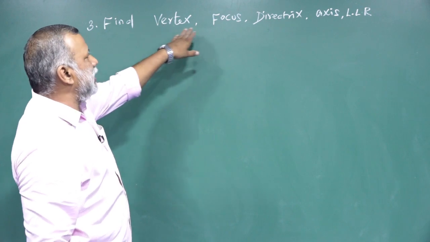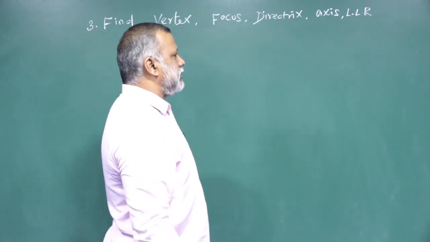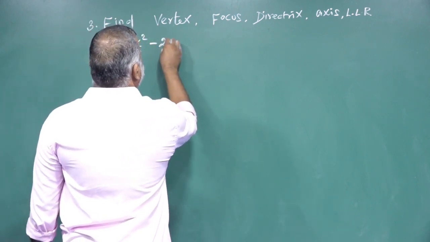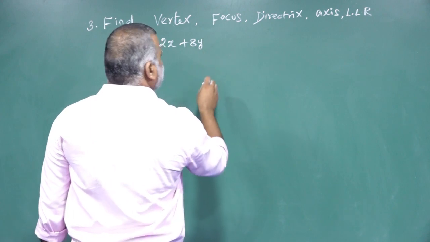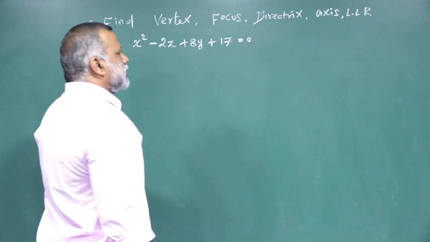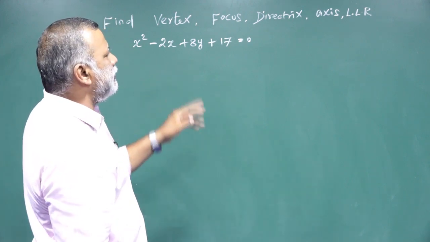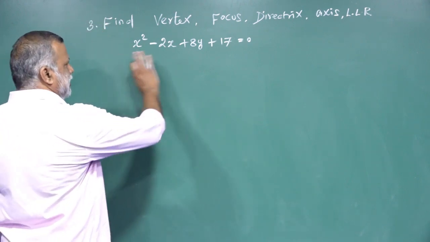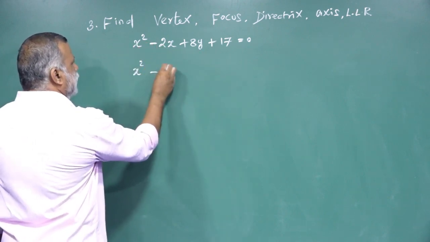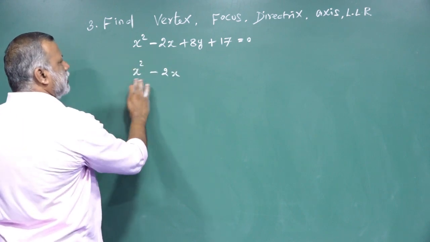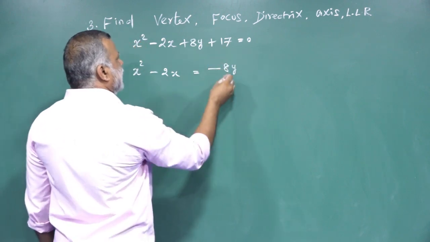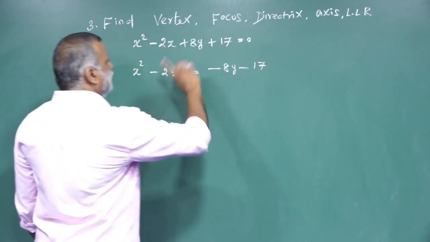Find the vertex, focus, directrix, axis, and length of the latus rectum of the parabola x squared minus 2x plus 8y plus 17 equal to 0. Now listen to this one. The same concept: keep the square family here, x squared minus 2x, and convert the rest into the other side. We get minus 8y minus 17.